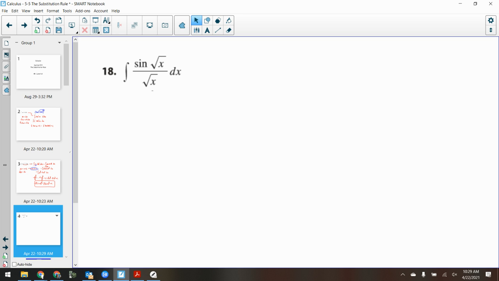What do you think u should be? X to the 1/2, the square root of x? Yeah, I like that. Let's take u as the square root of x. Why do I pick that? Well, because think about it. Look at the top. I've got sine of the square root of x. So if I've got the square root of x within sine, then that's probably going to be my u. Remember, you're always looking for a function within a function. Something within something else, like a chain rule type thing.